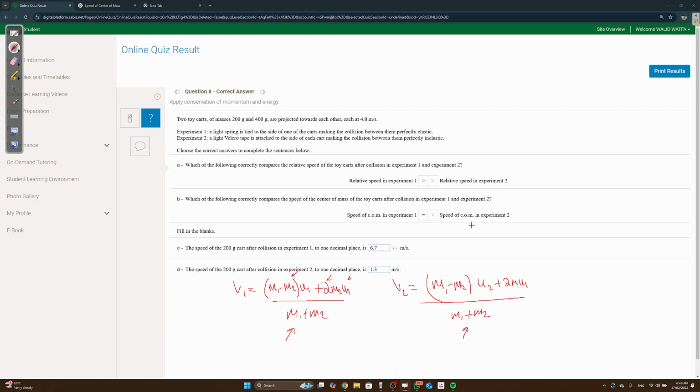You get this, by the way, from solving what I did before erasing, but I'm pretty sure I made some miscalculation. So v1 is equal to m1 minus m2. We took this as m1, we took this as m2. So m1 is 0.2 minus m2, 0.4, times u1. We're going to call it 4 meters per second. Remember we said u1 is 4, u2 is negative 4. Then m1 minus m2 u1 plus 2 m2 u2, so 2 times 0.4 times negative 4, over m1 plus m2, so 0.6.